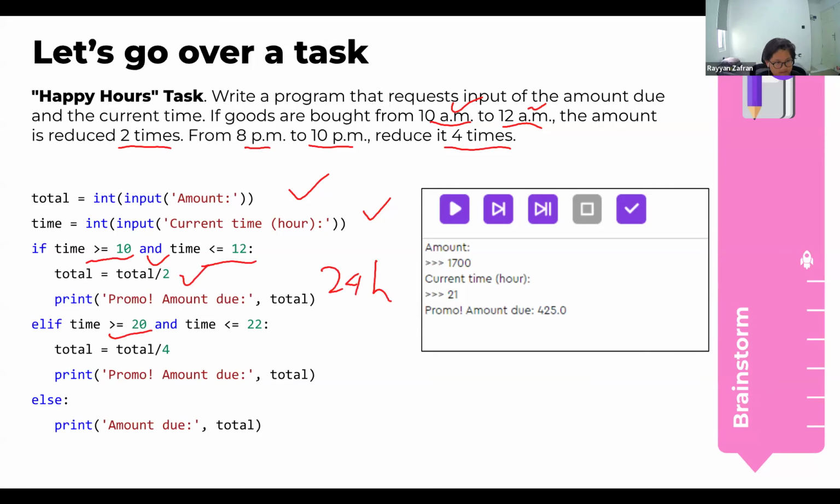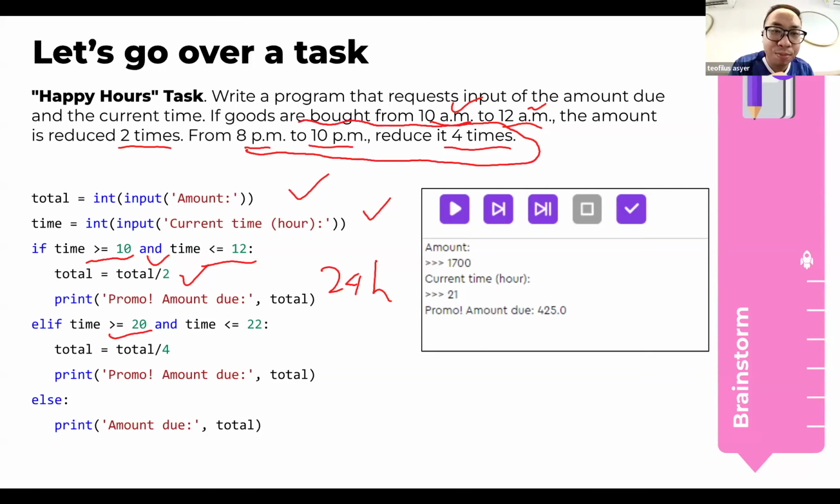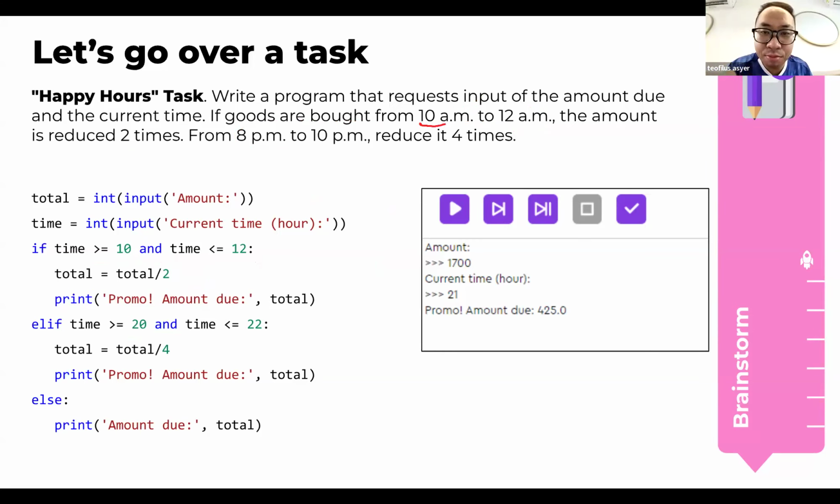I have a question. Mm-hmm. Why is it written elif? Sorry? Elif. Look. After the first print, it's written elif. Yeah, because we're going to continue coding this second condition, 8 p.m. to 10 p.m. Because we already finished with the first one, right? It's 10 a.m. until 12 a.m., reduce the times, and there is 8 p.m. to 10 p.m., reduce it four times, right?